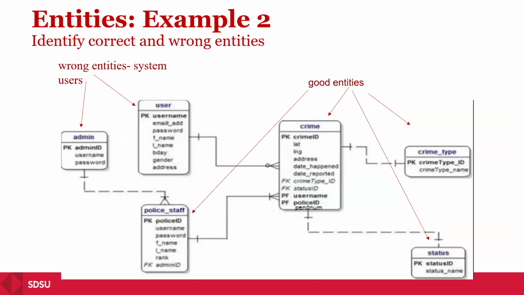Right, so here, same idea. Admin is a type of system user. User is also a type of system user. So those two are not good entities because they live in the external model, and the rest of them are good entities.